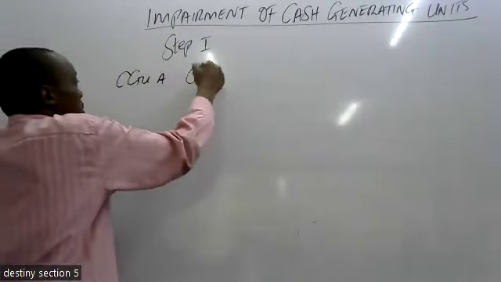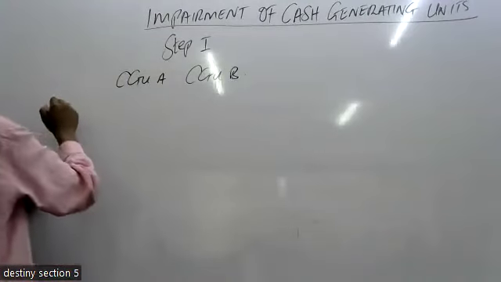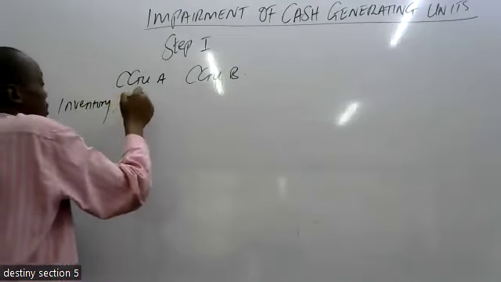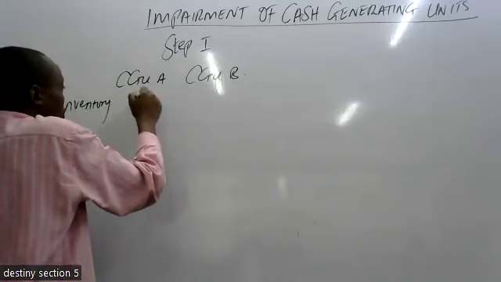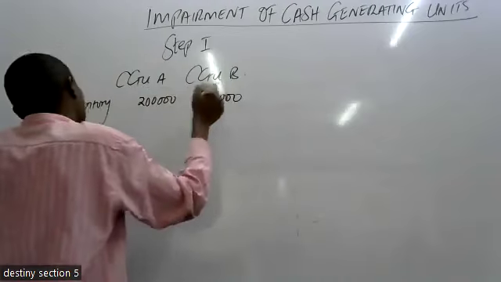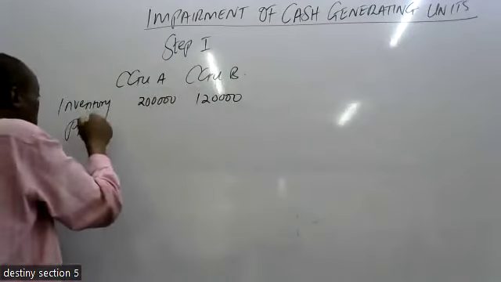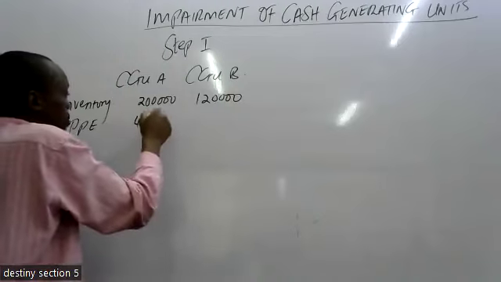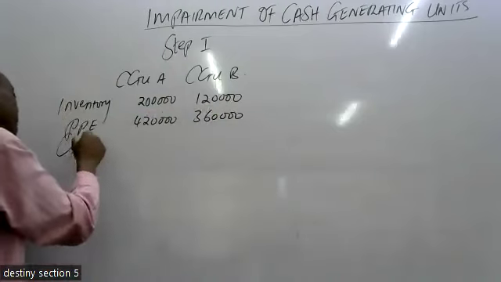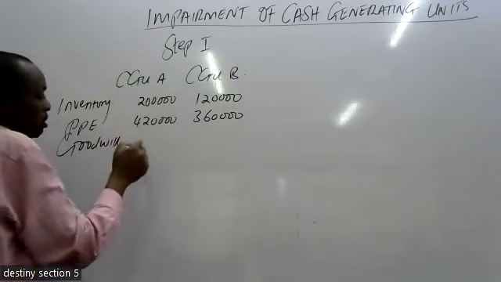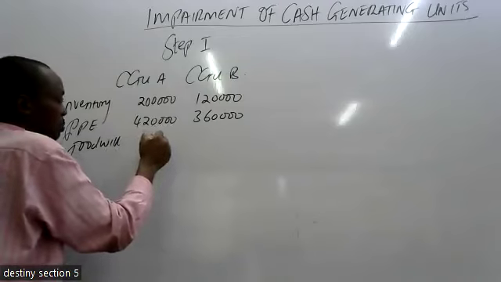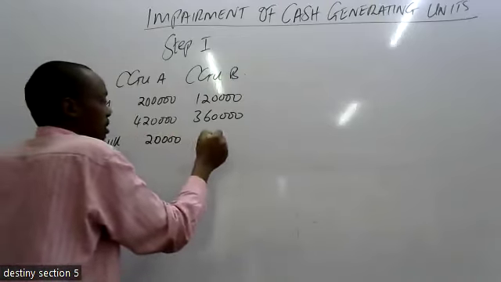CGU A, CGU B. We have inventory: $200,000, $120,000. PPE: $420,000, $360,000. Goodwill: $20,000, dash.